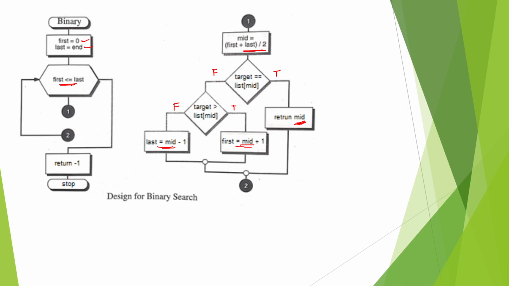If this is true, then what will happen? If your last value is becoming lesser than first, then we are returning minus 1. This is in the false case. In the true case, we get into the loop body. Because as you can see, it is a while loop. So whenever this particular thing is true, we are entering into the loop body and we are doing all these. And whenever this particular thing is false, we are returning minus 1.